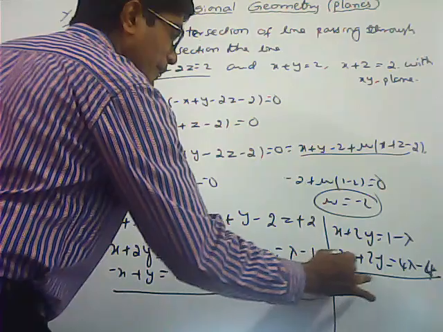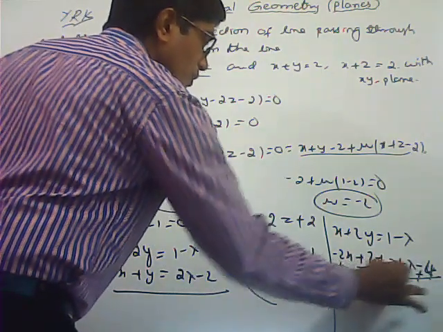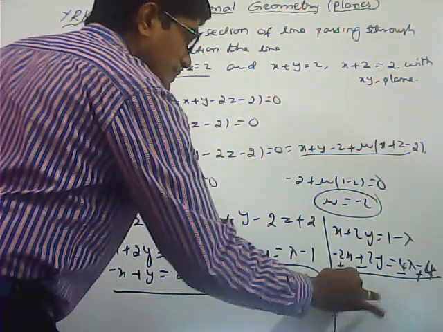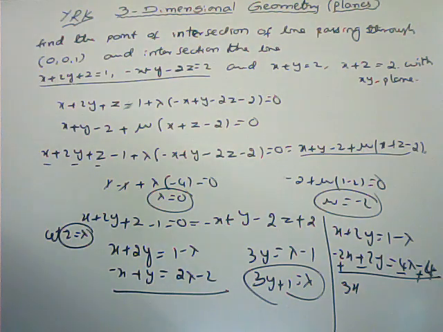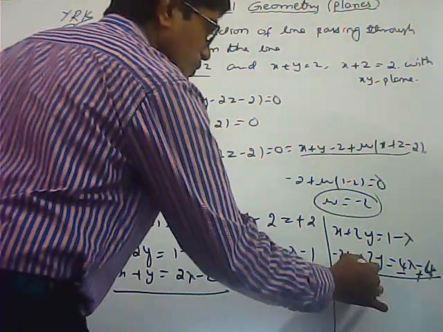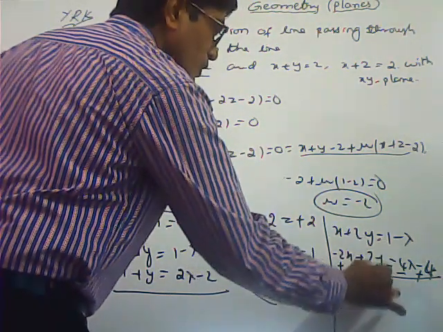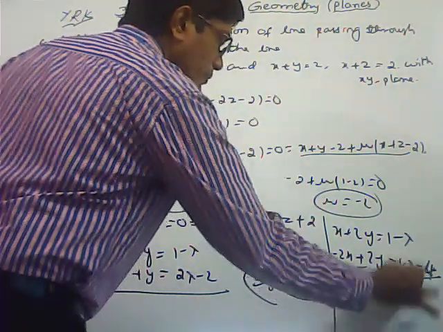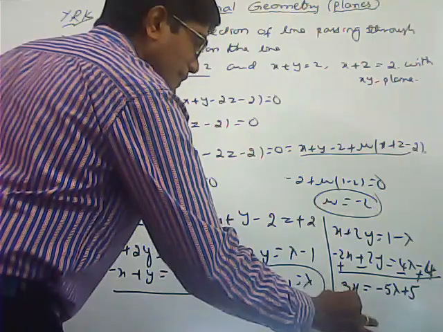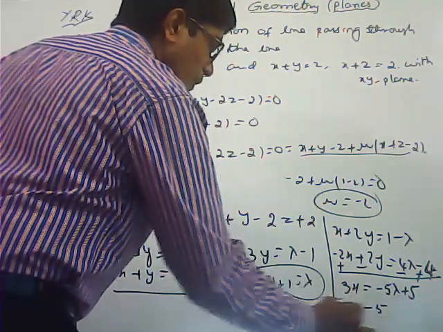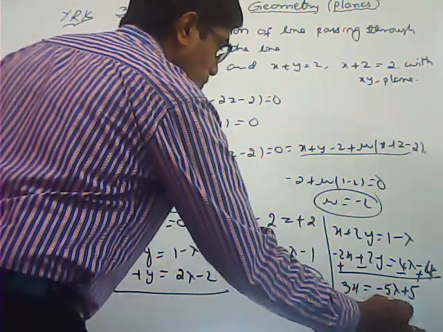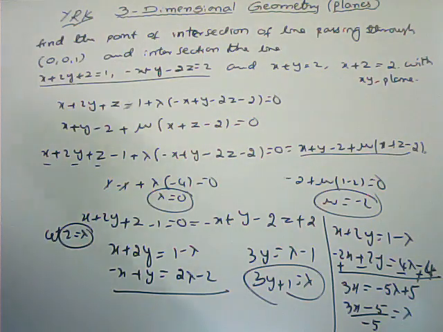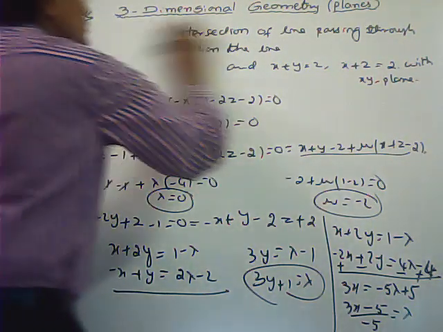By subtracting, this is 3x: 2x plus x, 3x. These two get cancelled, that is equal to minus 5 lambda plus 5. So (3x minus 5) by minus 5 is equal to lambda. So here I got the x, y, z values.